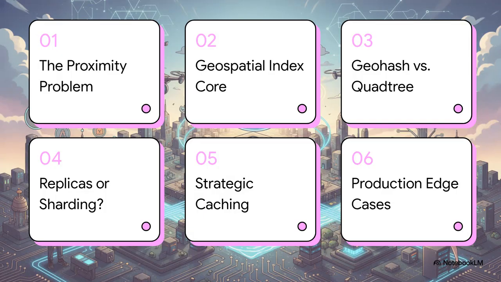Here's our roadmap for this explainer. We'll start with the proximity problem, look at the geospatial indexing core, compare GeoHash and QuadTree, tackle scaling with replicas or sharding, dive into strategic caching layers, and wrap up with some tricky production edge cases.